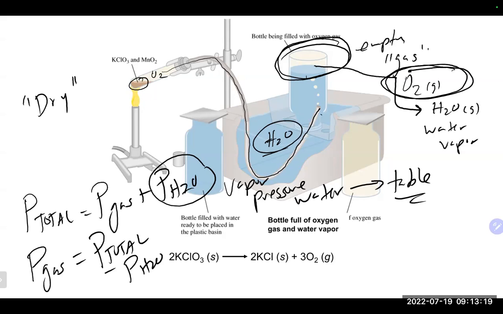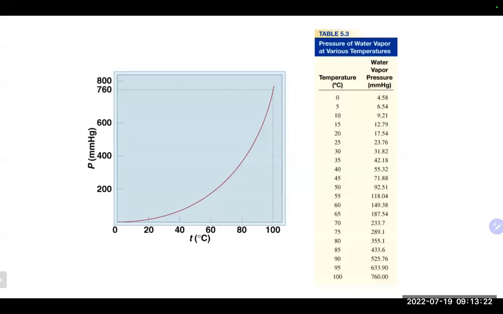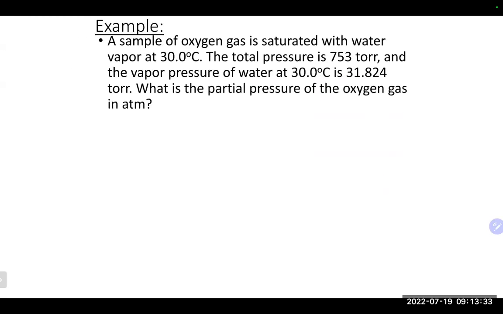So let's take a look at one here. Here's a table of the vapor pressure of water, again, similar to one you can look up. And again, it's based off of temperature, and you just find the correct value. So a sample of oxygen gas is saturated with water vapor at 30 degrees Celsius. The total pressure is 753 torr. The vapor pressure of water at 30 degrees is 31.824. What is the partial pressure of the oxygen gas? So this is a situation like we just saw in that picture. We're collecting the gas over water, and we know that by this term, saturated with water vapor, tells us that it is that situation.